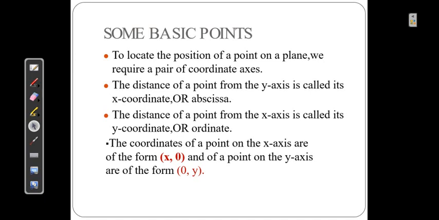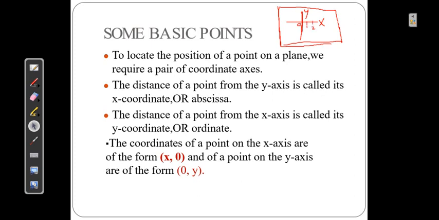To locate the position of a point on a plane: this is, suppose, a plane, and you want to locate the coordinates of a certain point. Suppose this point, right? So we need these two axes. So we draw the two axes, the x and y axis, right? Now suppose this is 0, this is 1, this is 2, right?